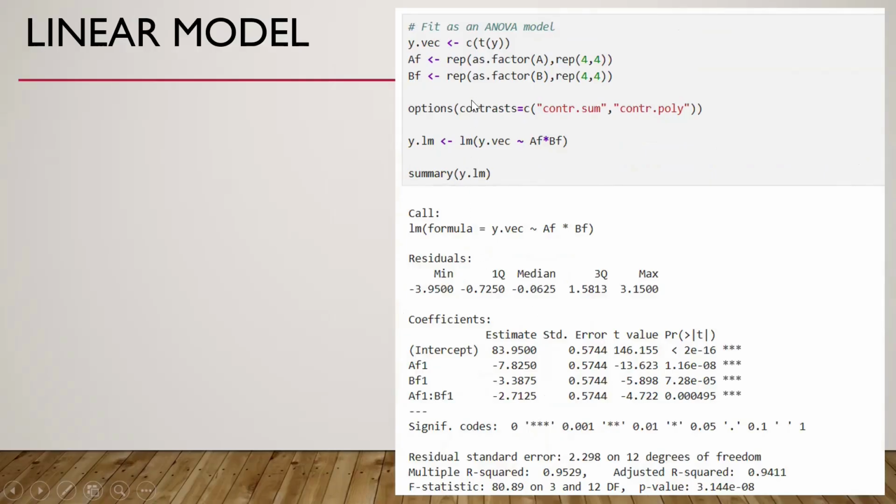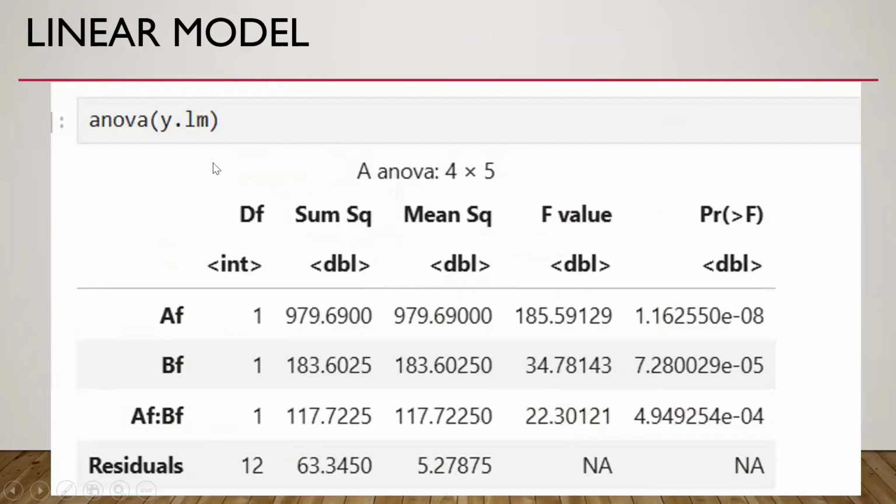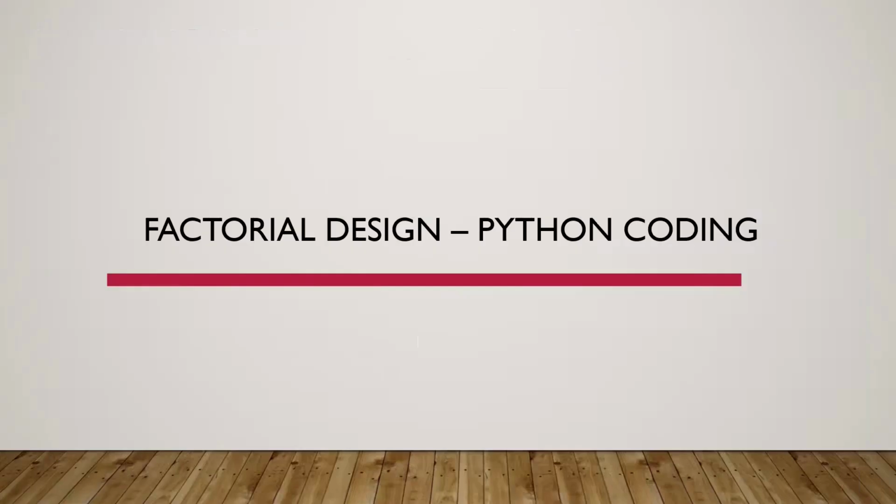Then we have fitted a linear model here, and this is a summary of linear model. These are the t values, which are similar to what I calculated manually, and these are the p values. This is the ANOVA table of the linear model. So here we have the significant effect of A, B, and interaction term A, B. All the three are significant. This is similar to our manual calculations.